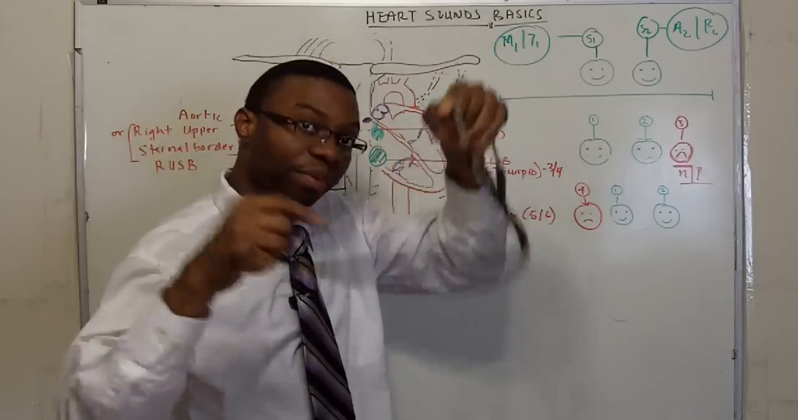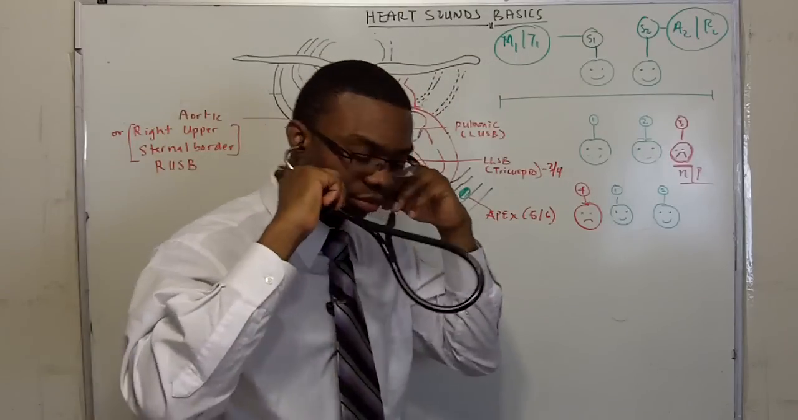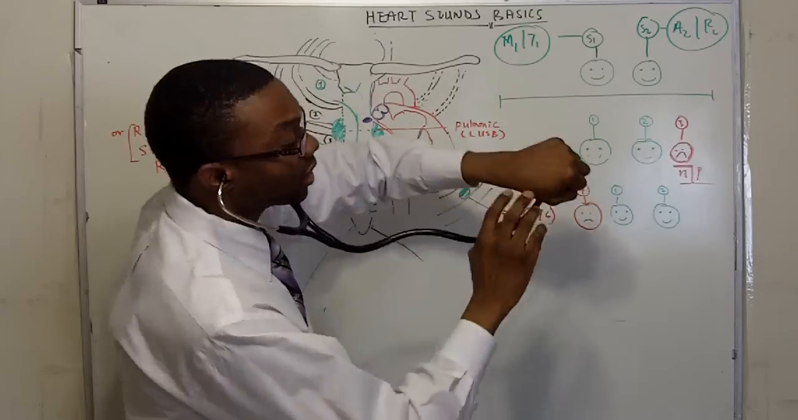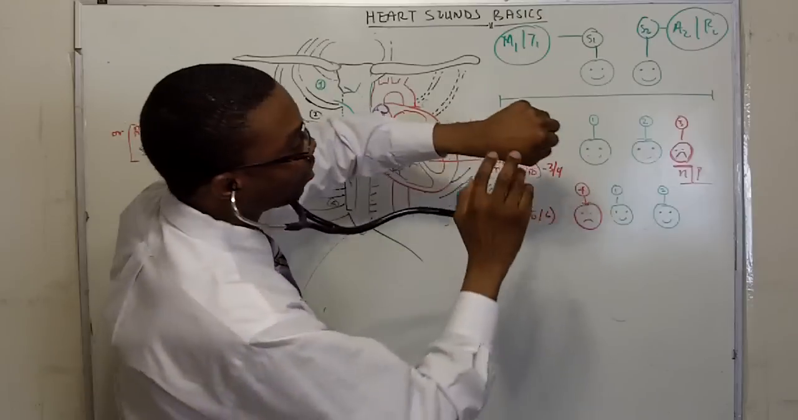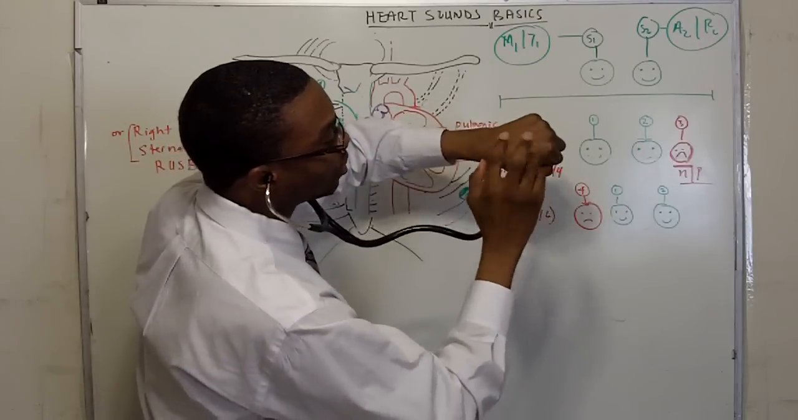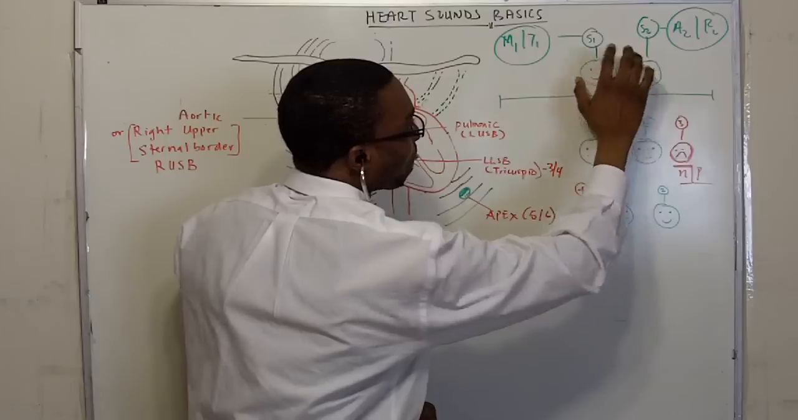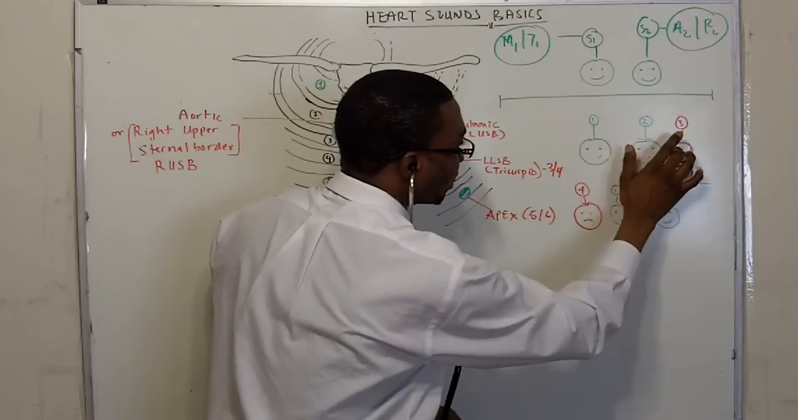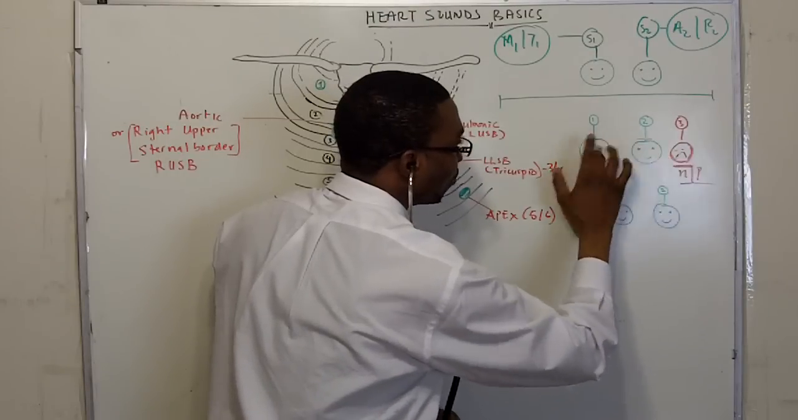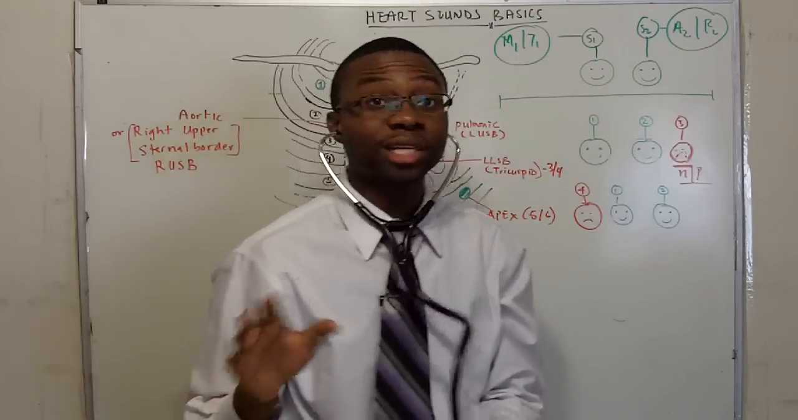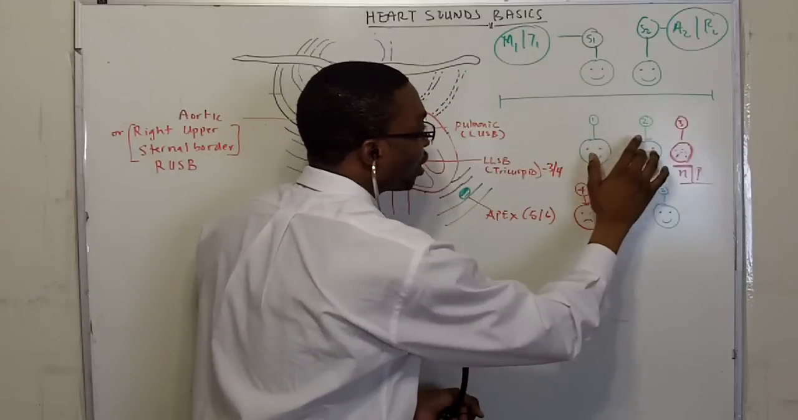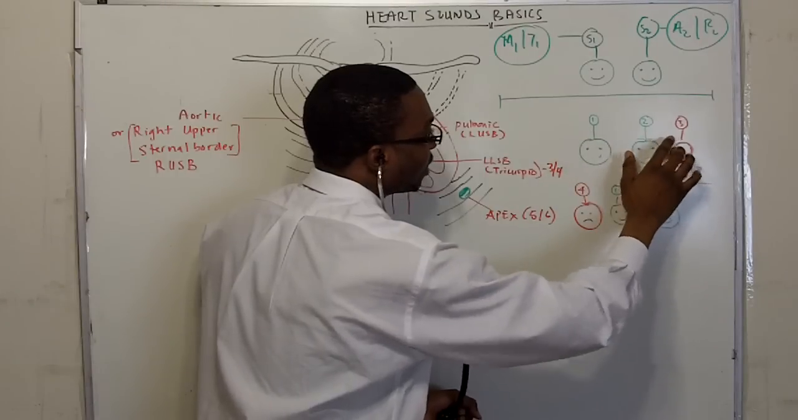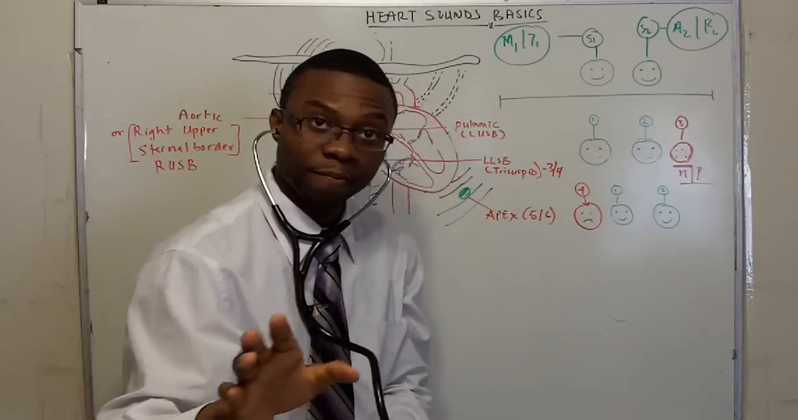So you place your stethoscope again, just like we always do, and put it inside your hand, and just use your hands. This is S1 and S2. 1, 2. 1, 2, right? This is S3. 1, 2, 3. 1, 2, 3. And if you want to use Kentucky, that's fine. It's Kentucky. Kentucky. You get it?